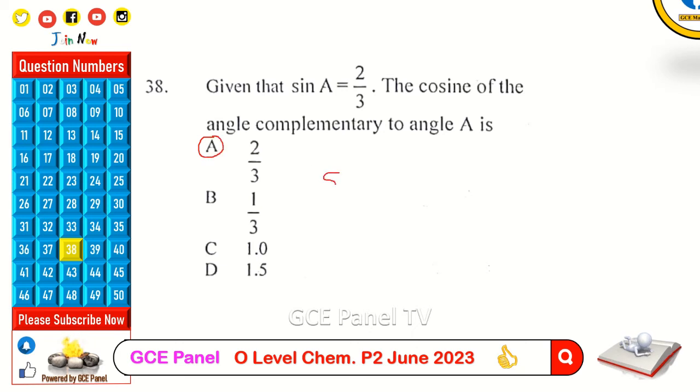So here, our sine A is the same as cos (90 minus A). 90 minus A is the complementary angle to A. So sine A is the same as cos (90 minus A). Complementary angle means 90 minus A, right? The cosine of that angle will be the same as the value we have in sine A, which is 2 on 3.